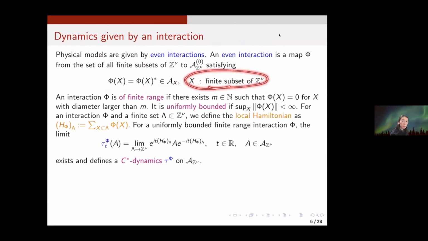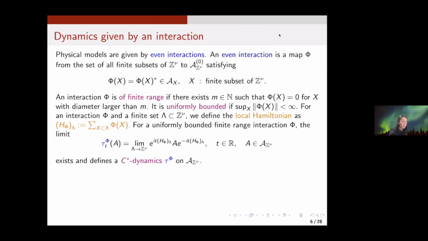Namely, for each finite subset of the two-dimensional lattice, we assign some element in this form. And it's supposed to represent an interaction between fermions inside of X. Therefore, it should be self-adjoint and it should be localized in X. So this is an interaction. And now, out of an interaction, we would like to construct dynamics. In order to do that, this interaction needs to satisfy some sort of nice locality condition, and there can be many such conditions, but amongst them, the easiest one should be a uniformly bounded finite range interaction, which means the following. Finite range means that there exists a natural number m such that Φ(X) equals 0 if the diameter of X is larger than m, literally finite range. And it is uniformly bounded if, again, literally uniformly bounded in this sense.